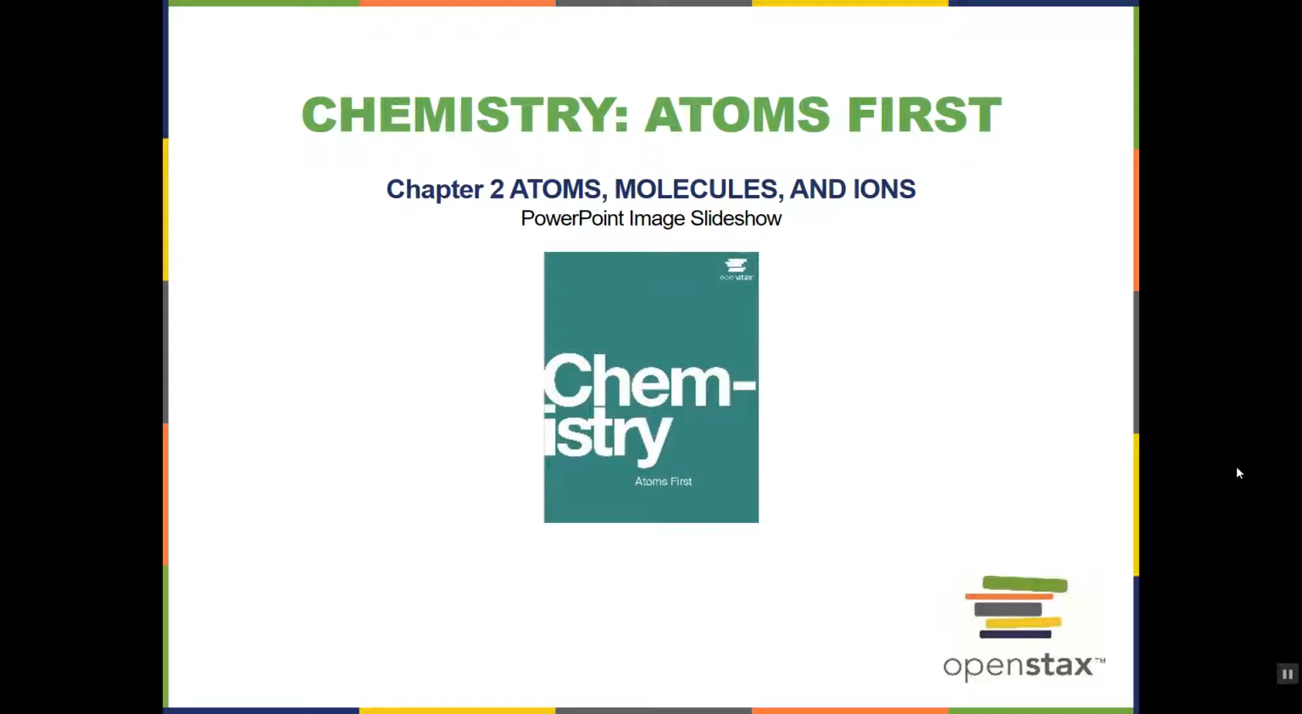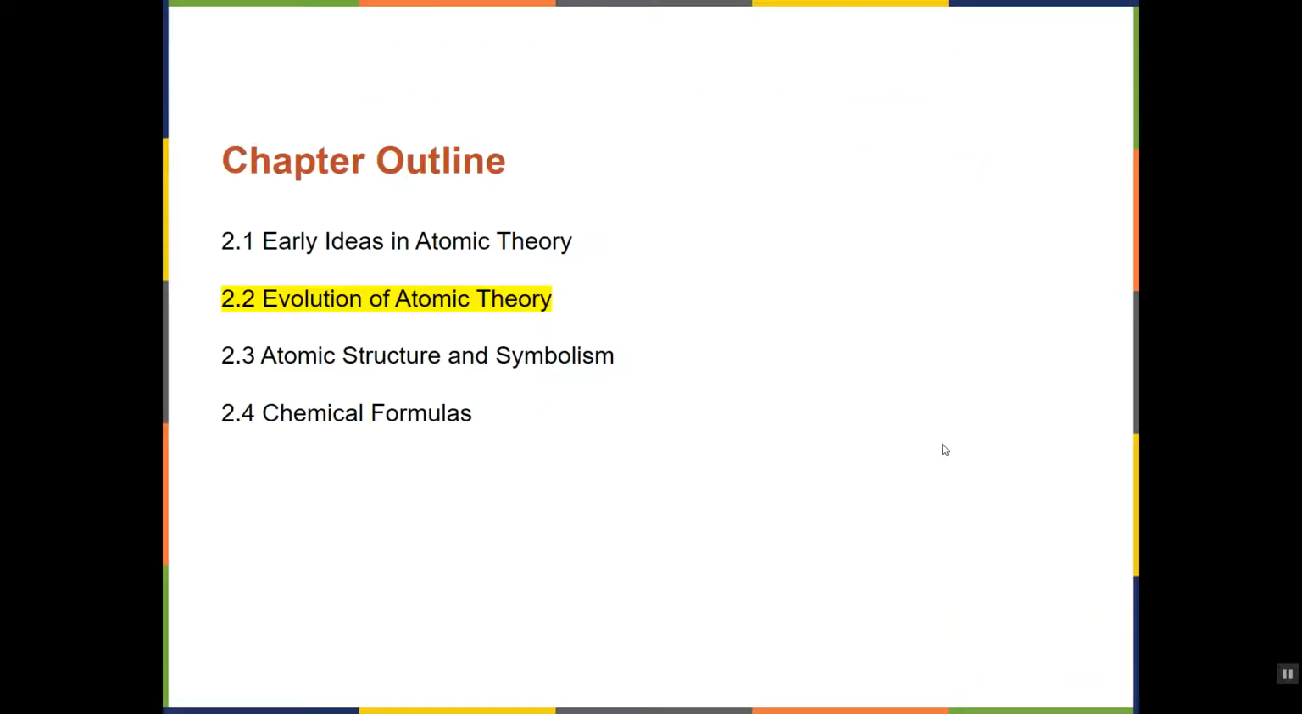Okay, this is Chapter 2, Section 2. Again, the chapter is on atoms, molecules, and ions. Let's go ahead and get started with the second section. We're going to take a look at the evolution of atomic theory in this section.